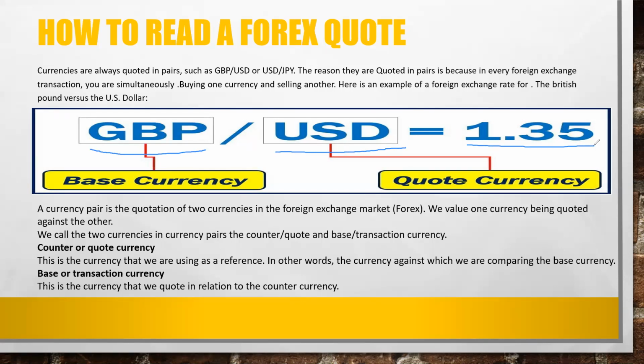We value one currency being quoted against the other. We call the two currencies in a currency pair the quote, or counter, and the base, which is the transaction currency. The counter or quote currency is the currency we are using as a reference, in other words, the currency against which we are comparing the base currency. The base or transaction currency is the currency that we quote in relation to the counter currency.